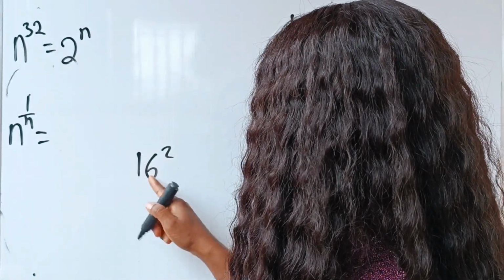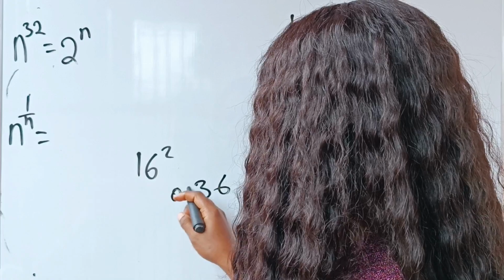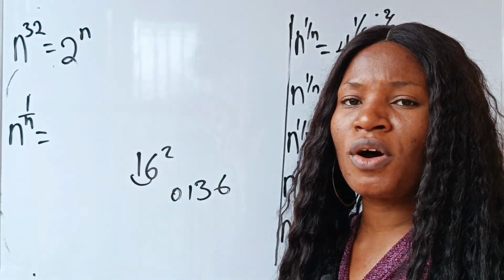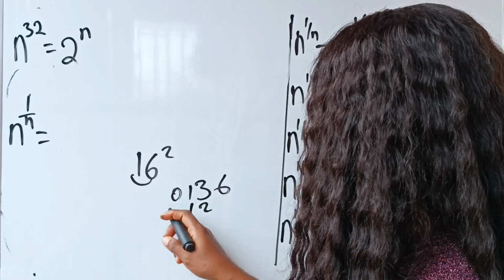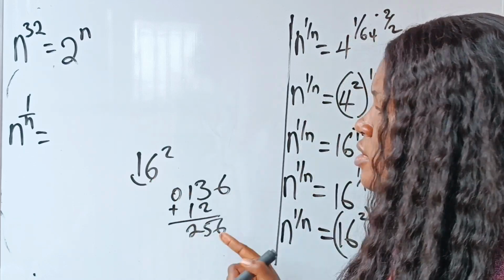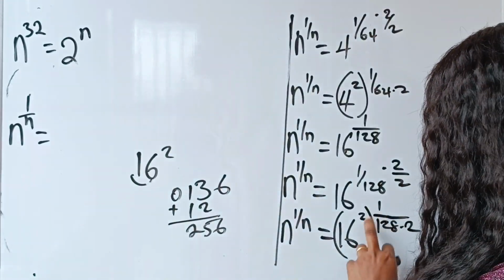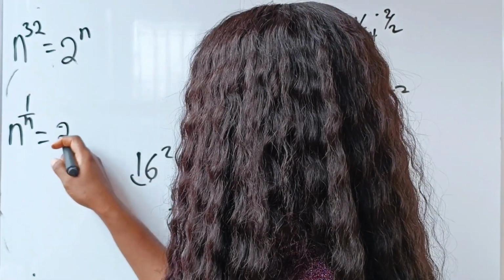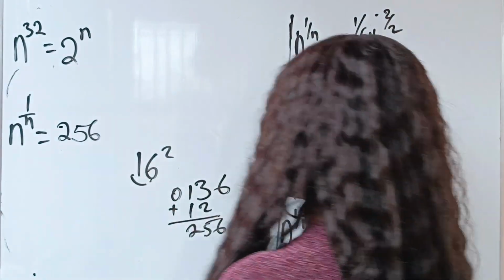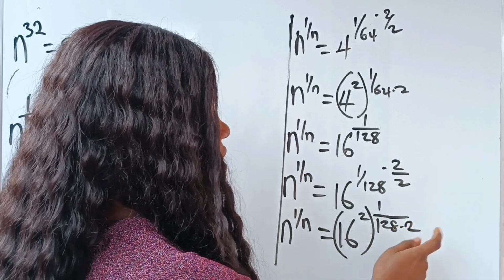Now, so 16 squared, 6 squared will give us 36. 1 squared will give us 1, so I'll write 0, 1. Now 1 times 6 will give us 6, and double of 6 is 12, so I'll write 12, and I'll add. So I'll have 256. So 16 squared is 256. So I'm going to have 256 raised to the power of 1 over 128 times 2.